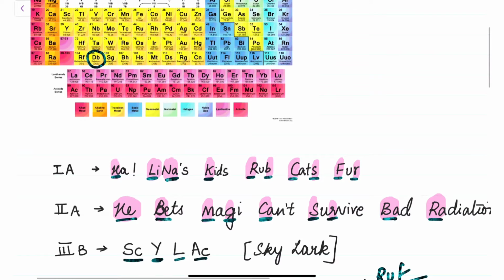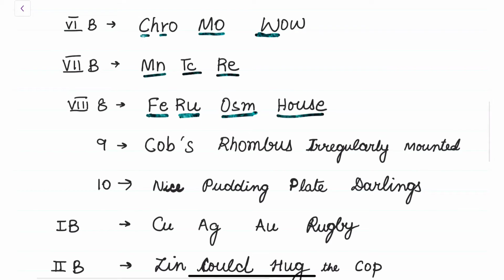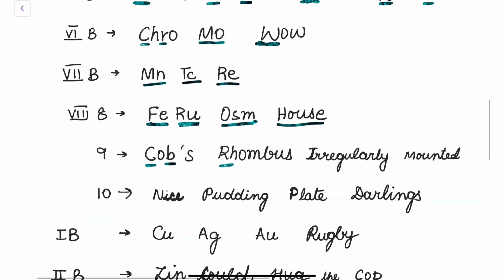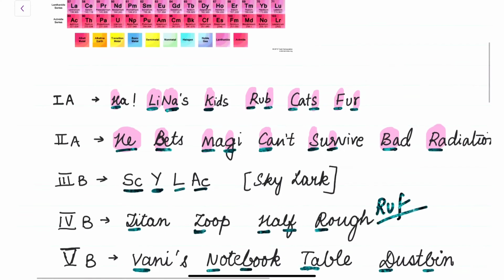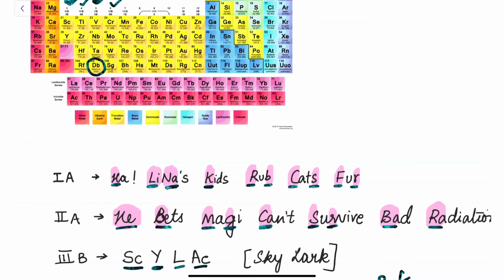Moving on to the 9th group of elements, which is cobalt, rhodium, iridium, meitnerium. So the mnemonic is cobs rhombus irregularly mounted. Okay, so cobalt, rhodium, irregularly is for iridium and mounted for meitnerium. Alright, so we have cobs rhombus irregularly mounted.